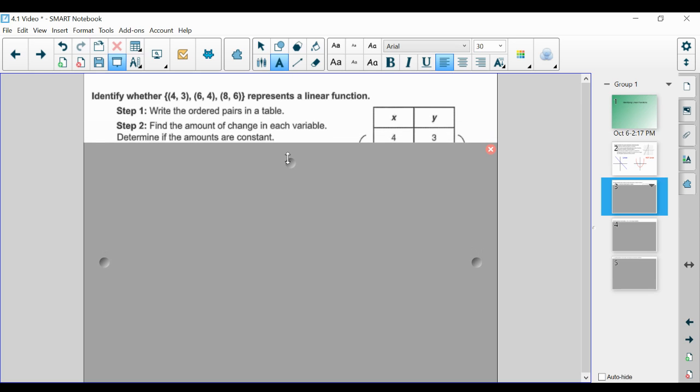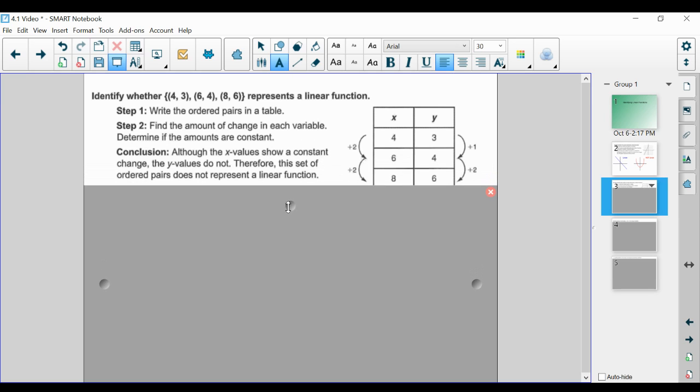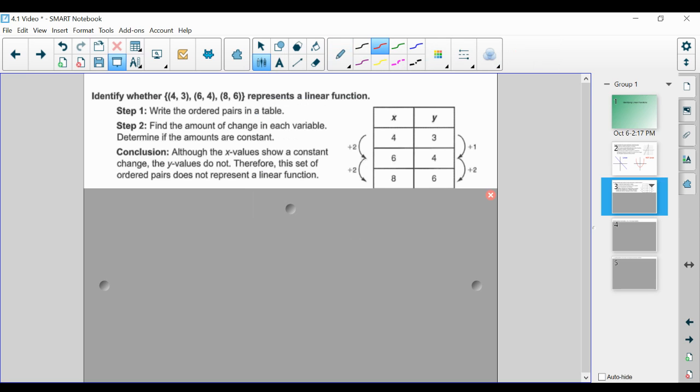Then we're going to find the amount of change in each variable, and we will determine whether those amounts are consistent or if they are not. And in this example, we can say that the x value has a constant change. We're adding 2 each time. So over in the x column, we're adding 2 both times. But over in the y column, to get from 3 to 4, we add 1. To get from 4 to 6, we add 2.